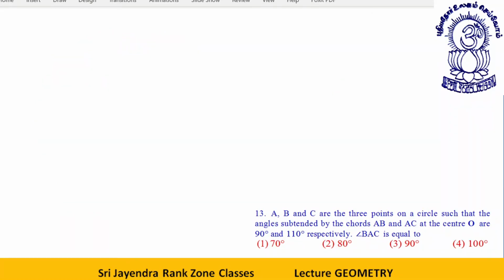Now let's take a good question. You can read it if you want to. A, B, and C are 3 points on a circle such that angles subtended by the chords AB and AC at center O are 90 and 110 degrees respectively. Angle BAC is, you have to find angle BAC. Okay, dear students.